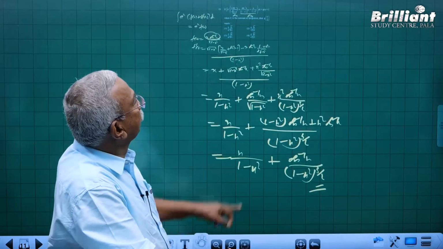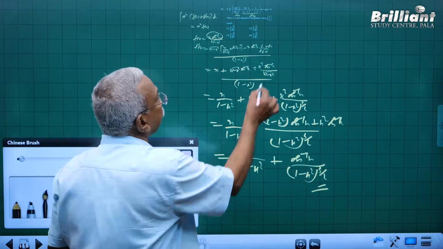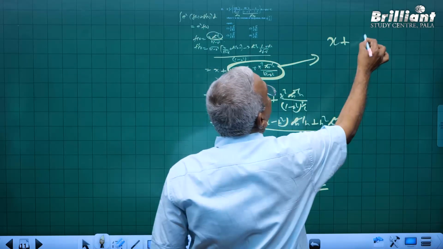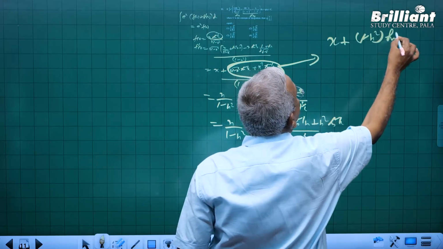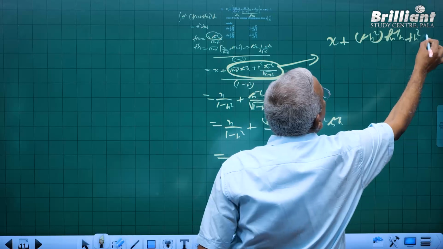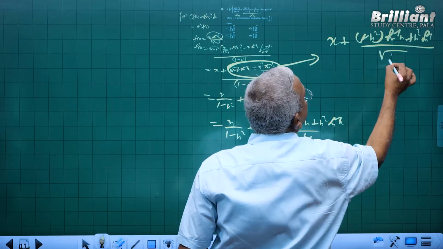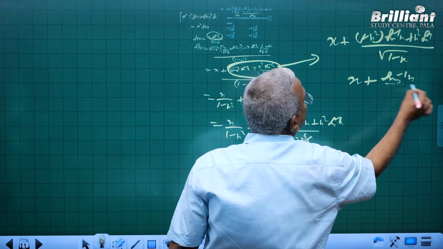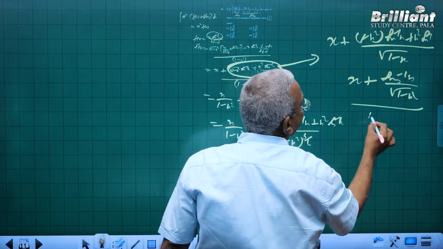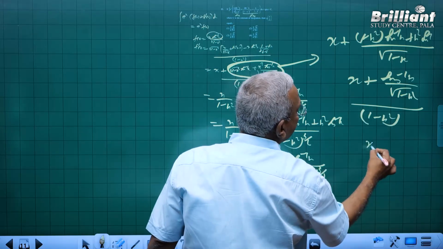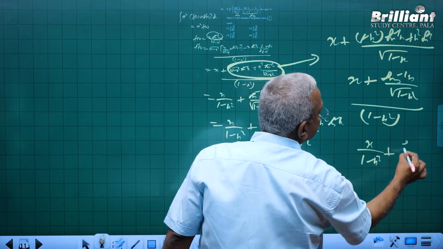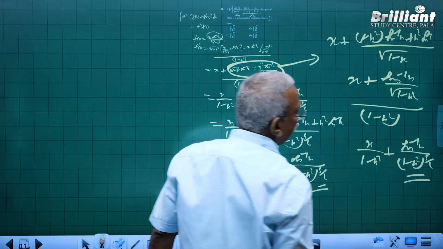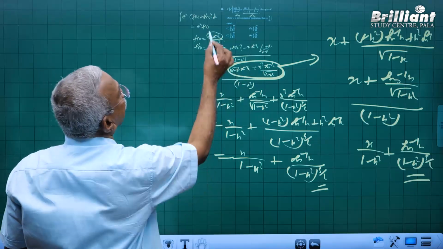When you have these two terms, take the LCM of the two. When you make the LCM, x plus 1 minus x square sin inverse x plus x square sin inverse x divided by root 1 minus x square. Then you can see this is x plus simply sin inverse x divided by root 1 minus x square, divided by 1 minus x square. Now we can divide them, it will give x by 1 minus x square plus sin inverse x divided by 1 minus x square raised to 3 by 2. So that will give the derivative form finally.